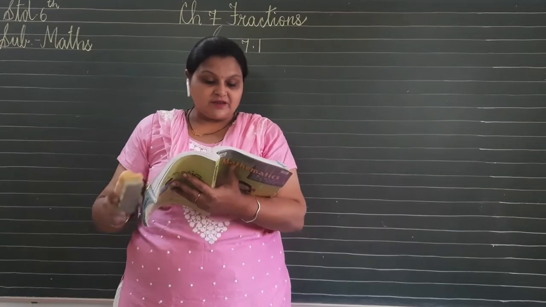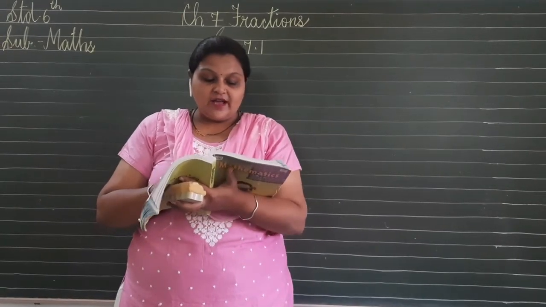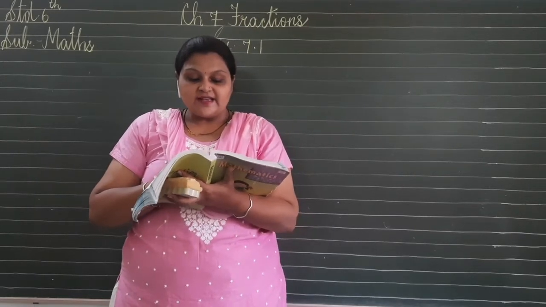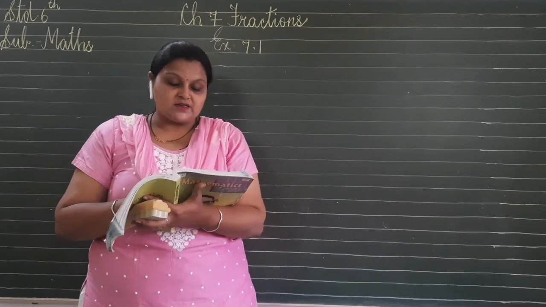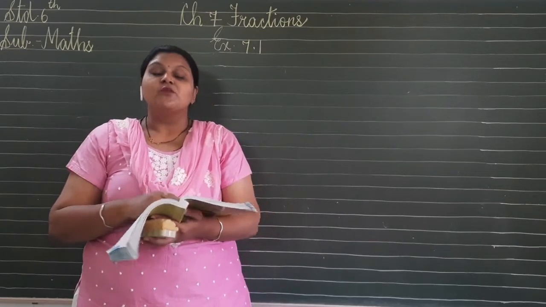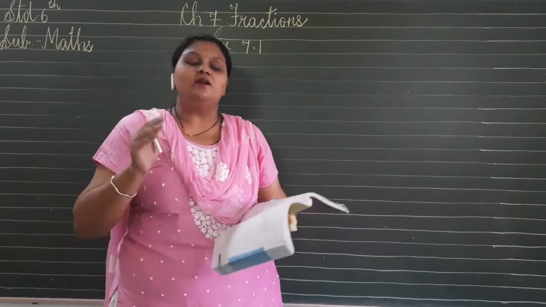Question number 7. Kanchan dyes dresses. She had to dye 30 dresses. She has so far finished 20 dresses. What fraction of dresses she has finished? Now here we have to find out fraction for completed dress.